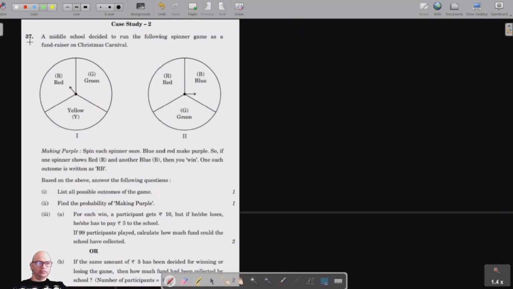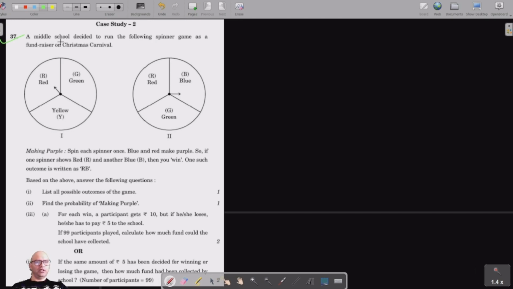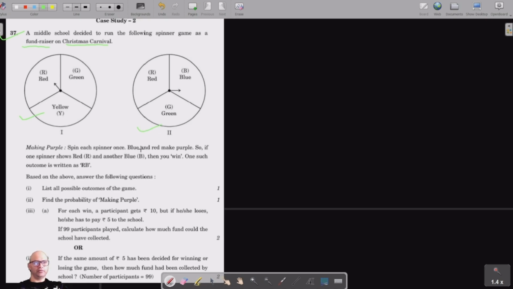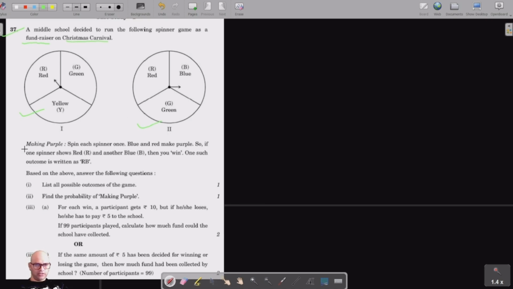For the case study 2, that is question number 37, a middle school decided to run the following spinner game as a fundraiser on Christmas Carnival. This is spinner 1, this is spinner 2, and it's given that you spin each spinner once, blue and red makes purple. So if one spinner shows red and the other blue, that makes purple and you win. One such outcome is RB. We have to list all the possible outcomes of the game.